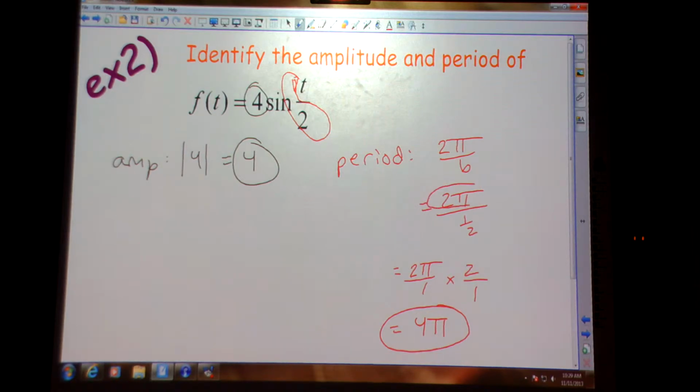Once again, keep, I put it over 1, flip, 2 over 1, and change to multiplication. So it actually is kind of stretched out. A normal sine wave will complete in 2 pi, but this one's going to complete in 4 pi. Crazy. It's stretched out horizontally.